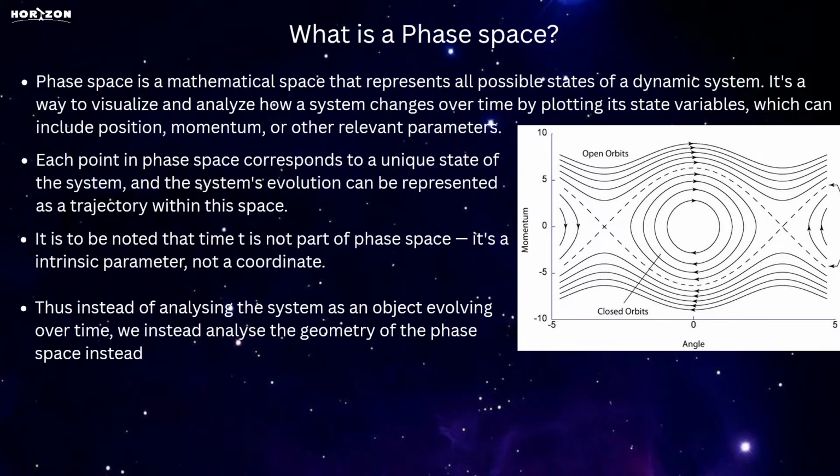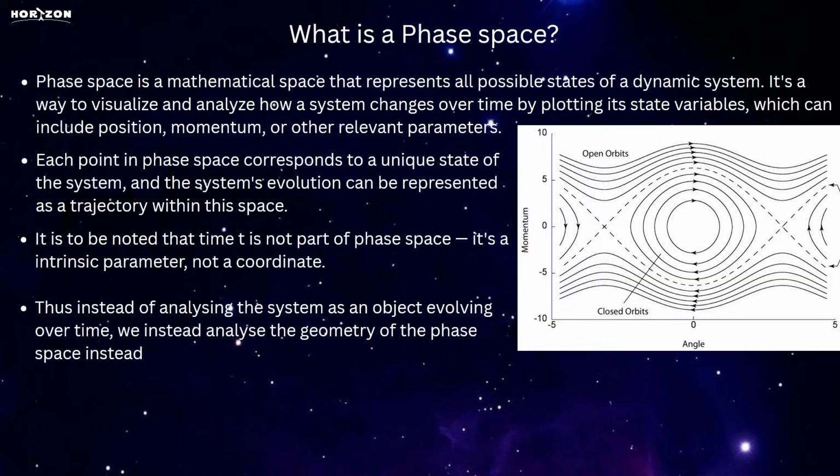First of all, I'll go through the formal definition of phase space. A phase space is a mathematical space that represents all possible states of a dynamic system. It's a way to visualize and analyze how a system changes over time by plotting its state variables, which can include position, momentum, or other relevant parameters. So we generally study the geometry of this phase space graph that we are plotting. The arrows that you see tell us the flow of time.